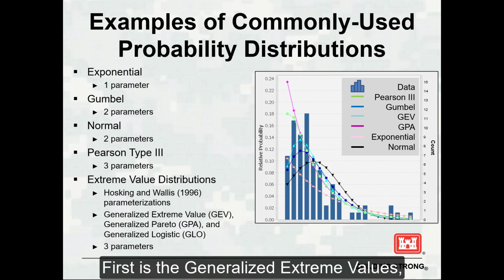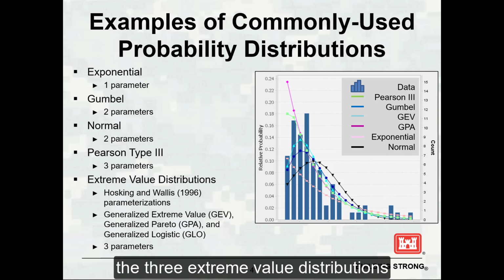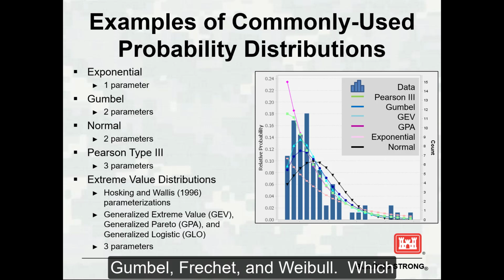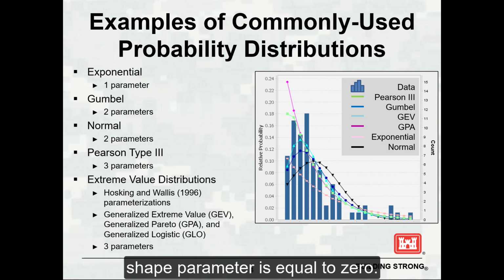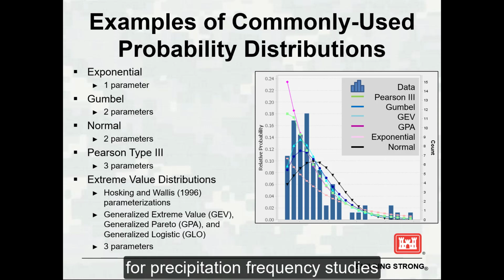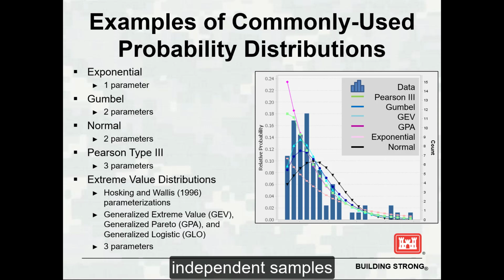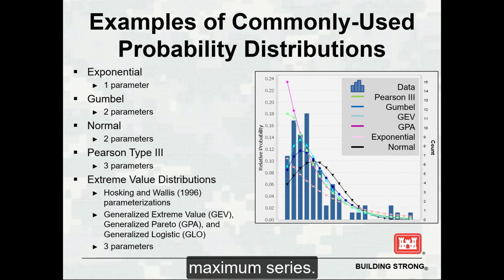First is the generalized extreme values, or GEV, distribution. This distribution subsumes the 3 extreme value distributions, Gumbel, Frechet, and Weibull. Which distribution it represents is dependent upon the shape parameter. For instance, GEV equals Gumbel when the shape parameter is equal to 0. Now, the GEV distribution is commonly used for precipitation frequency studies within the United States and many other applications like flow frequency outside of the US. The GEV distribution was derived by taking the maximum of repeated independent samples from a homogeneous population, which is what is commonly used to create annual maximum series.